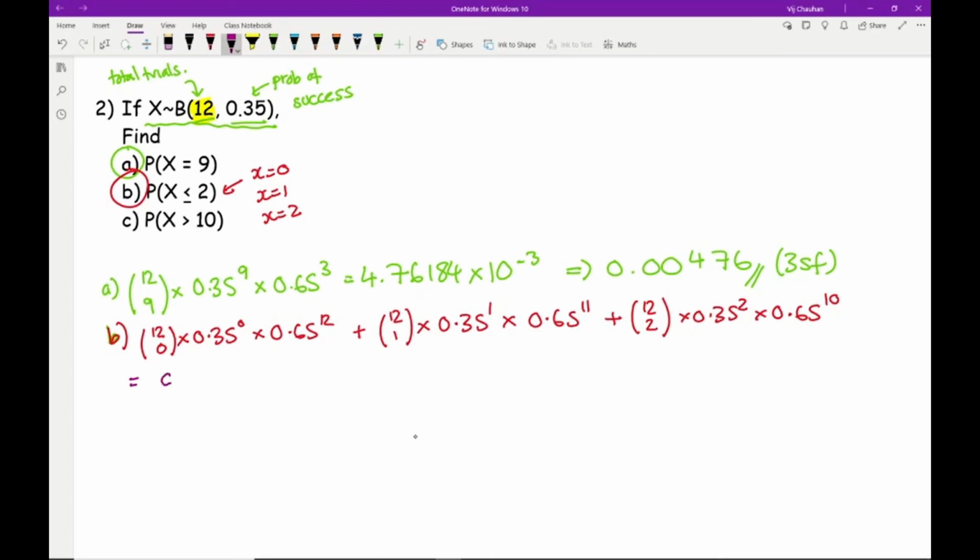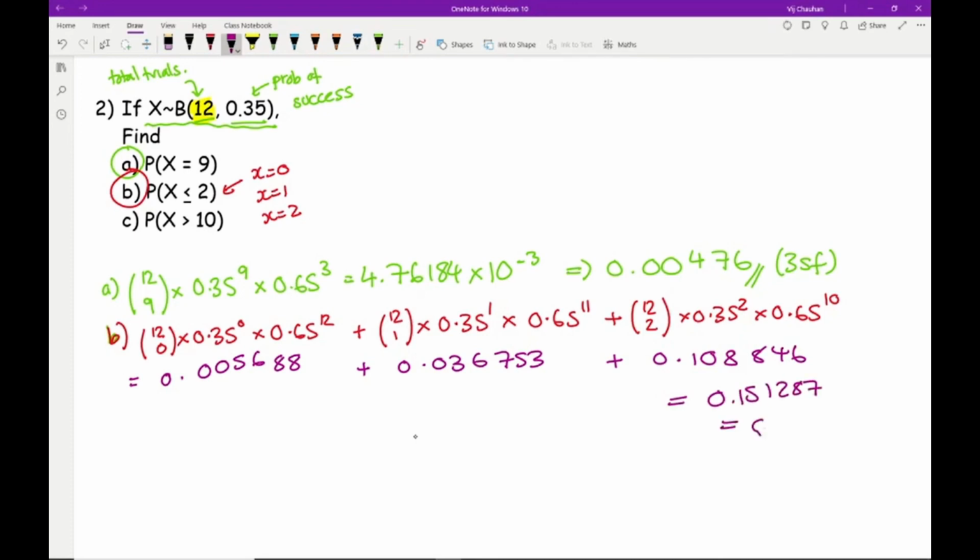So working this out, I get 0.005688 plus 0.036753 plus 0.108846, and if I add that all up together, I get an answer of 0.151287, which rounded gives me 0.151 to 3 significant figures.